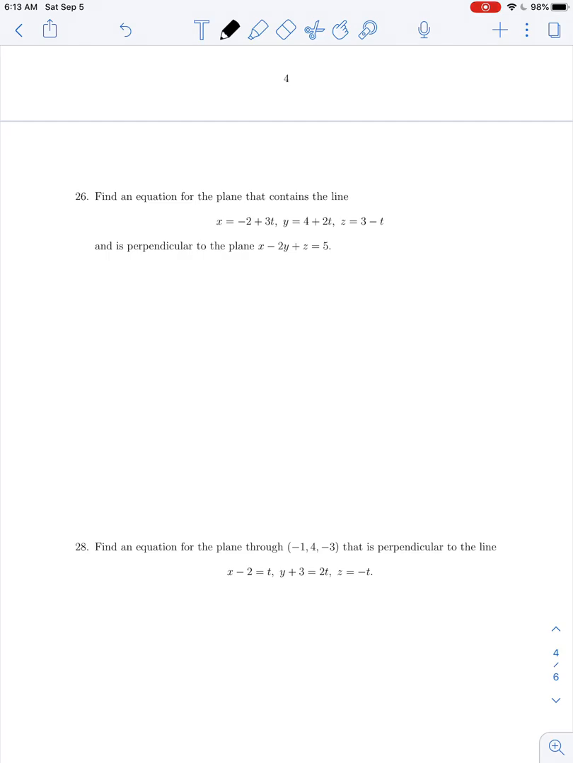So now what we'd like to do is practice finding equations of planes given various conditions. So let's take a look at 26. We want to find an equation for the plane that contains the line and is perpendicular to the given plane. All right, so we have several pieces of information here. Let's talk about some characteristics of our line. We can quickly pull off both a point and a vector along that line. So a point on that line is -2, 4, 3. And we also have the vector that is along that line, pulling off the coefficients of the t's in front of the parameter, is 3, 2, -1.